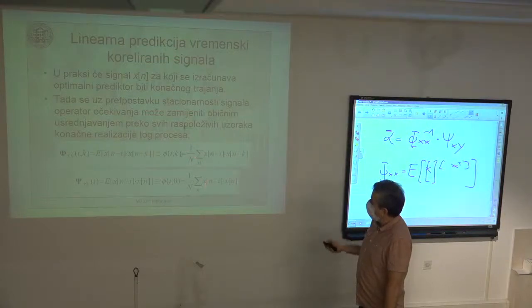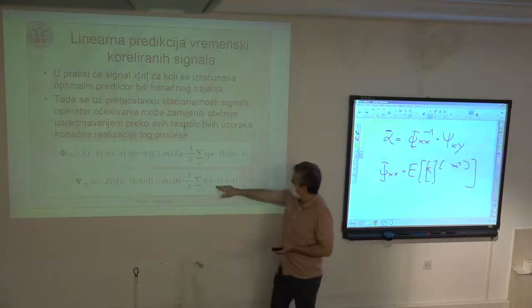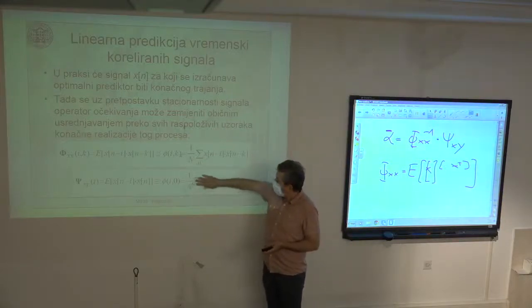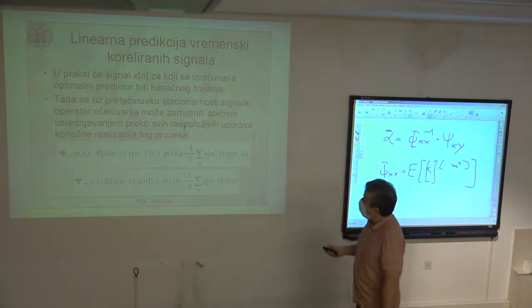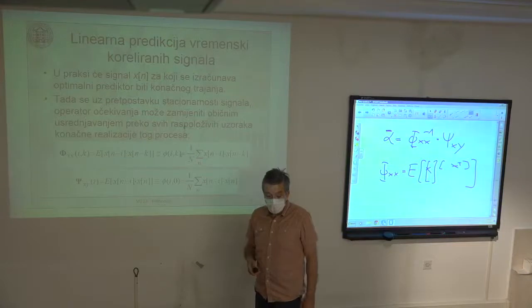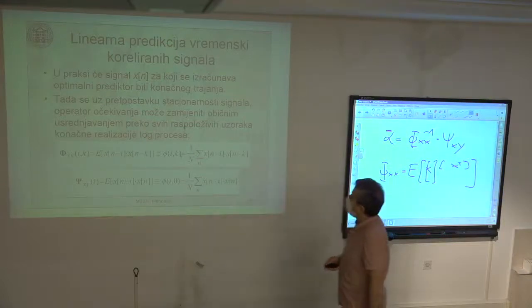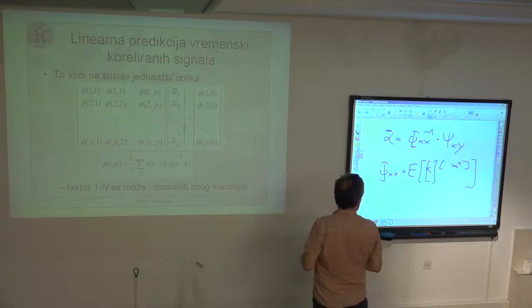The same holds for the column psi xy. Again, instead of the expectation, I substitute the sample mean. So this is the estimate of the correlation column, and this estimate is valid if the process fulfills the ergodicity requirement. Okay. Finally, what I have is a linear system of equations.